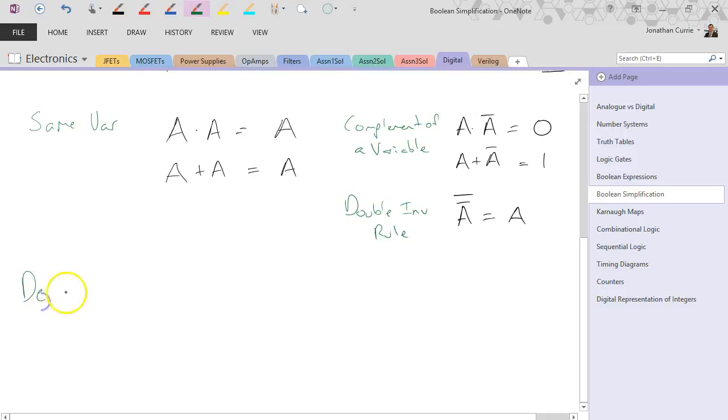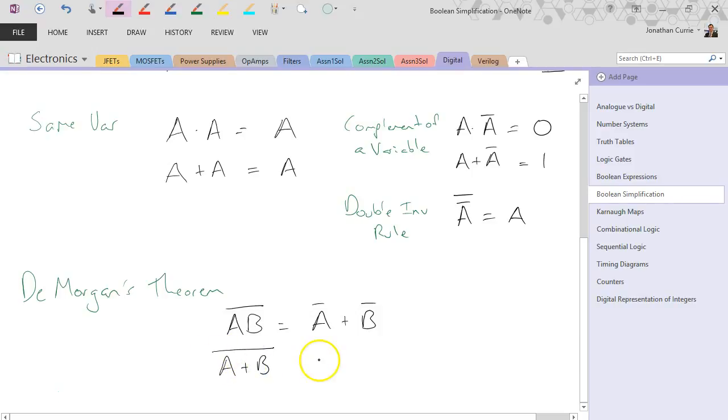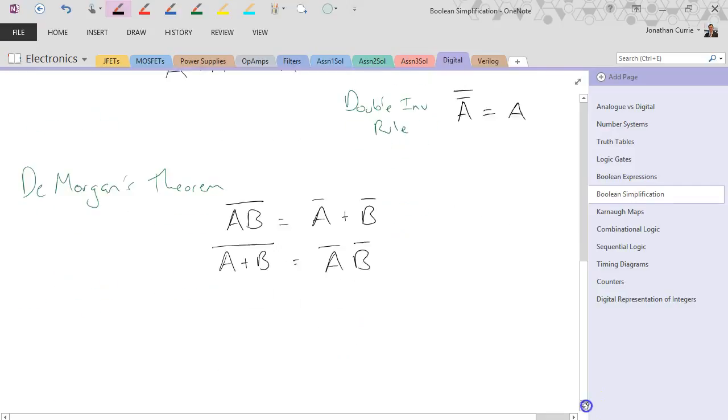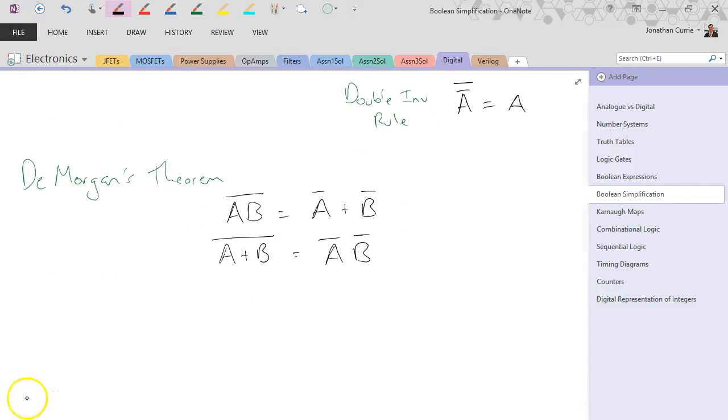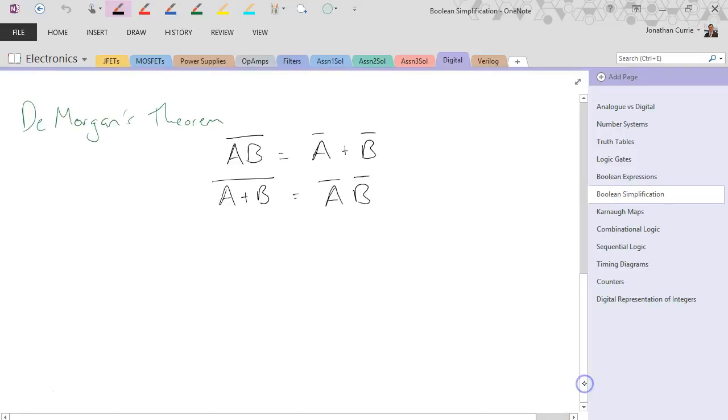The final one that we're going to look at is what's known as De Morgan's theorem. And this one states that a NAND gate is equivalent to an OR gate with inverting inputs, and a NOR gate is equivalent to an AND gate with inverting inputs. So let's have a quick look at how this one actually works. De Morgan's rules allow you to take NAND or NOR gates and convert them to forms that may be easier to help you simplify your circuit.